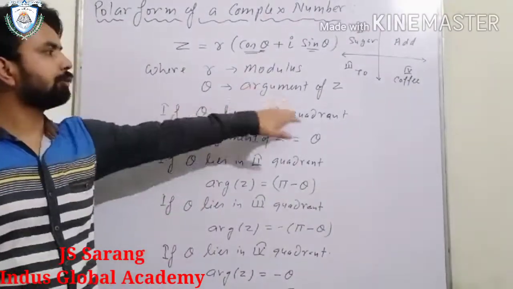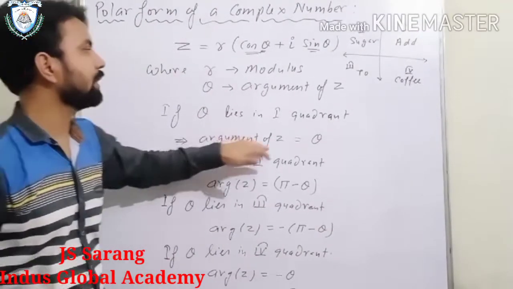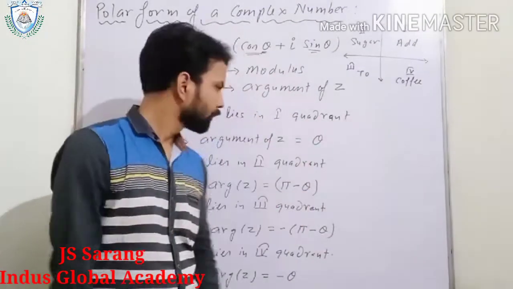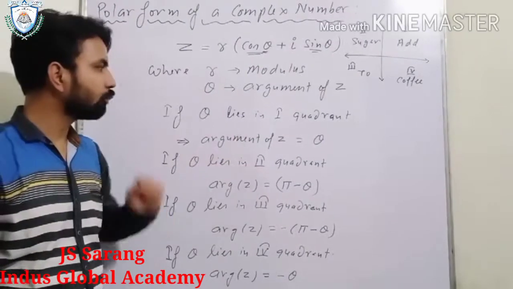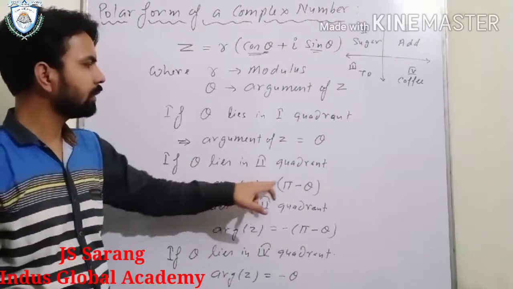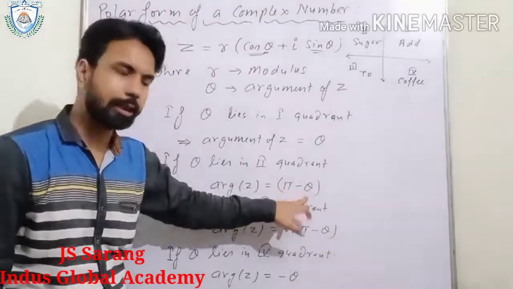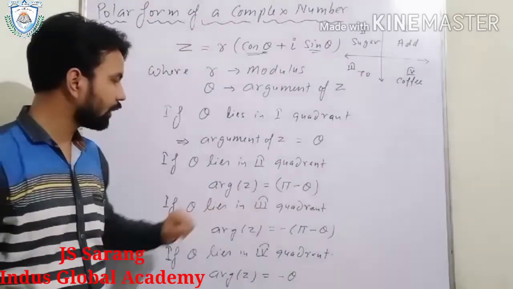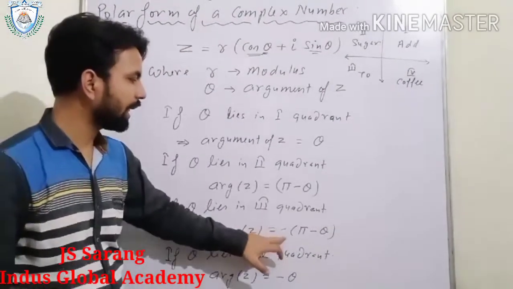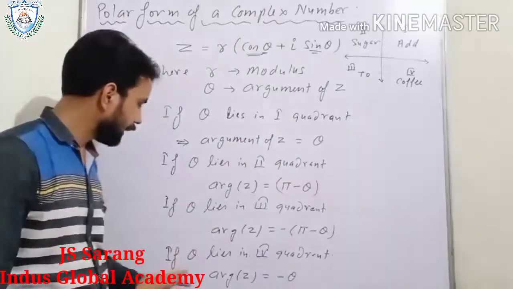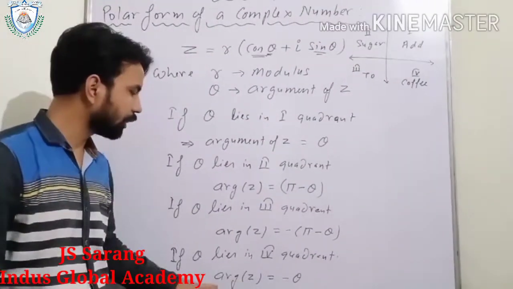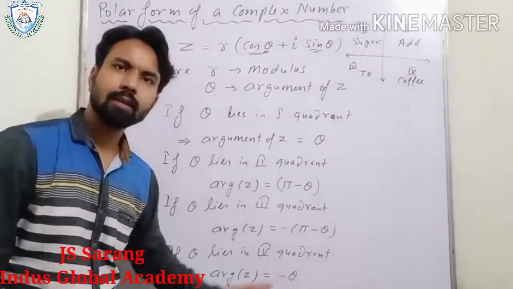If theta lies in the first quadrant, then the argument of z equals theta only. If theta lies in the second quadrant, then the argument of z can be written as pi minus theta. If theta lies in the third quadrant, then the argument of z equals minus pi minus theta. And if theta lies in the fourth quadrant, then the argument of z equals minus theta.